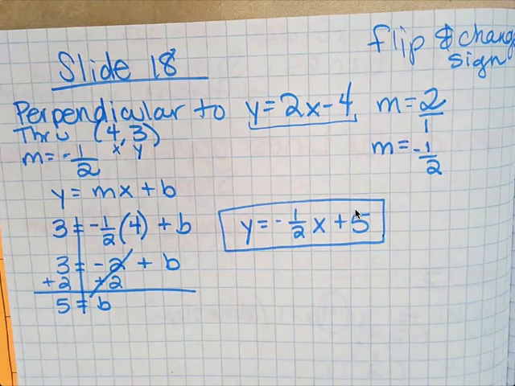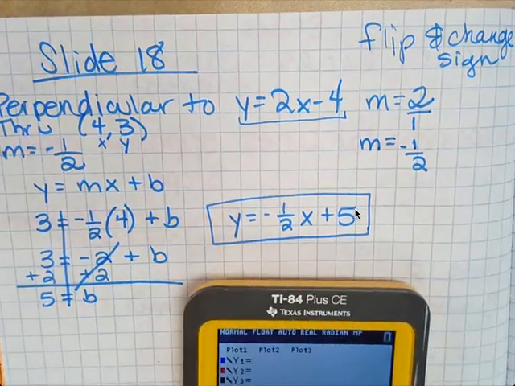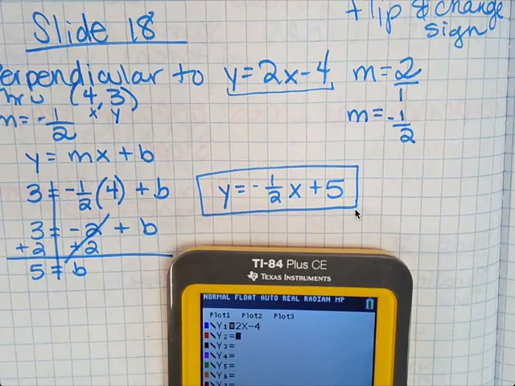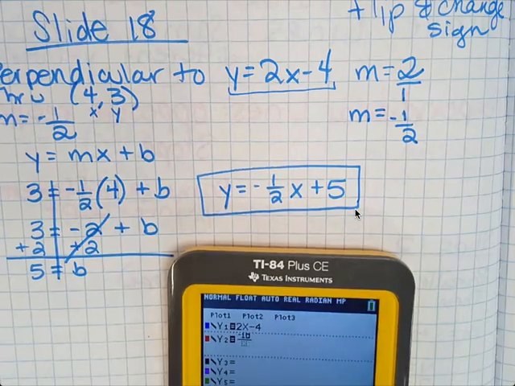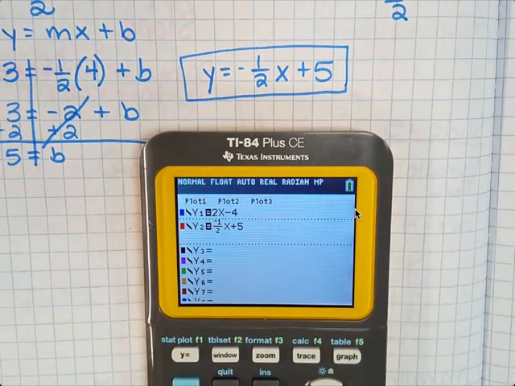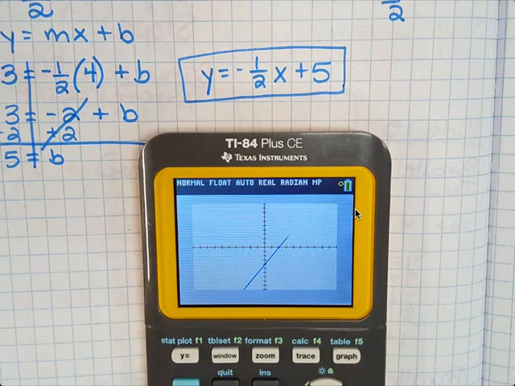I do want to show you all this in the calculator, though. So get your calculator out or pull it up on your computer. And we're going to put these two in the calculator. 2x minus 4 is y1. y2 is negative 1 over 2x plus 5. Okay, whenever you graph it, let's look at what that looks like.